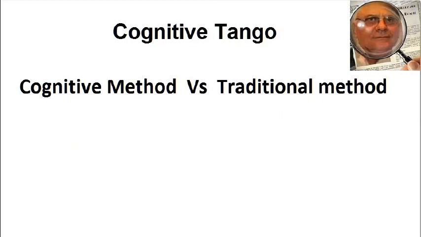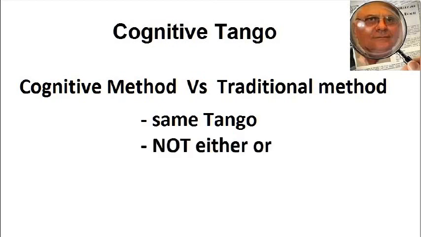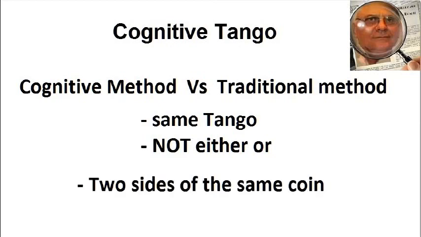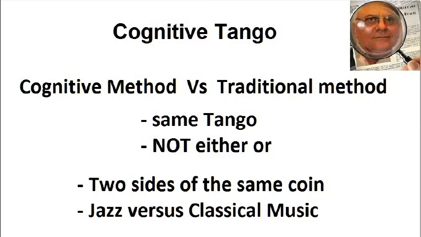Cognitive Tango is a method and perspective of learning tango different from the traditional methods. But it is about the same Argentine tango. And it is not a case of either or. I do not suggest stopping learning in the traditional methods and learning in the cognitive method. I see it as two sides of the same coin, and as jazz versus classical music, because with the cognitive tango tools, it is much easier to improvise.